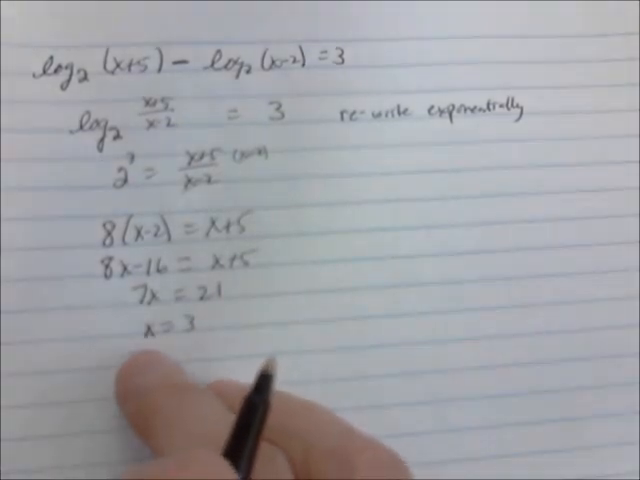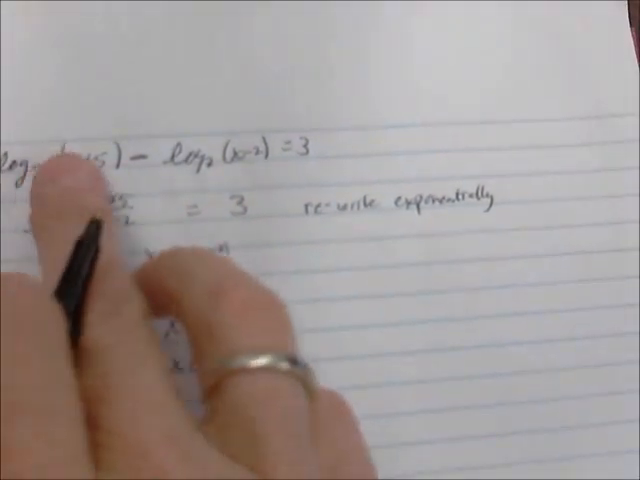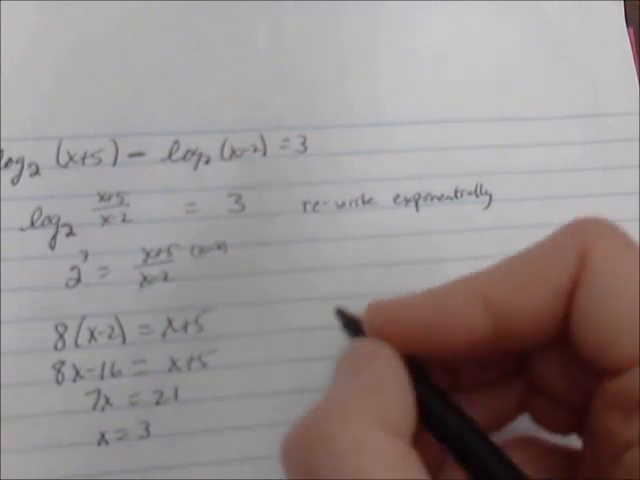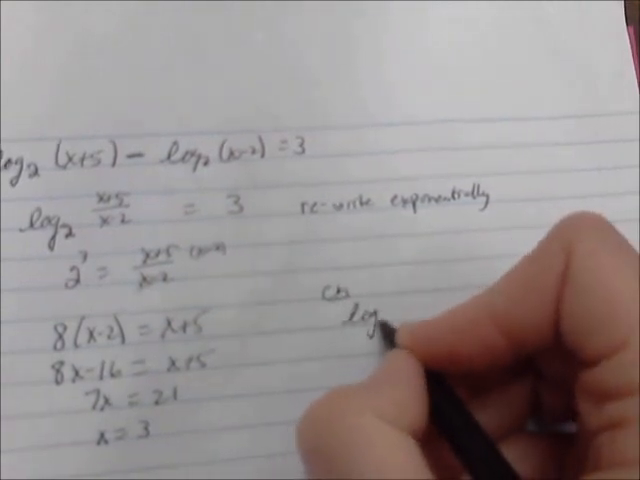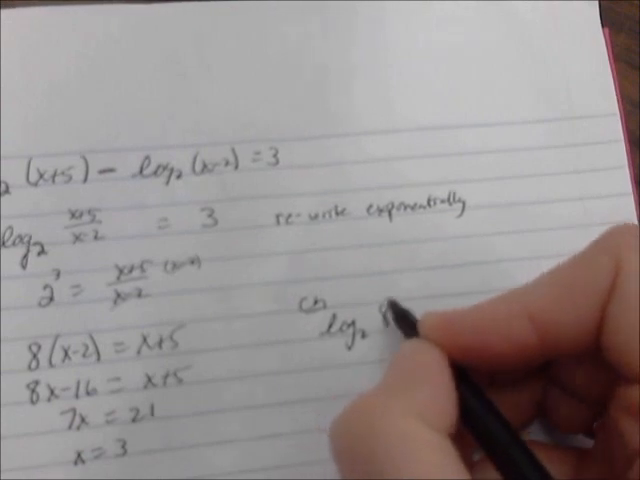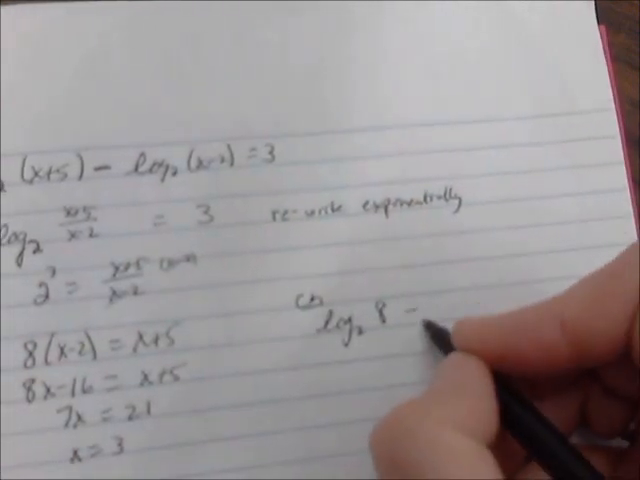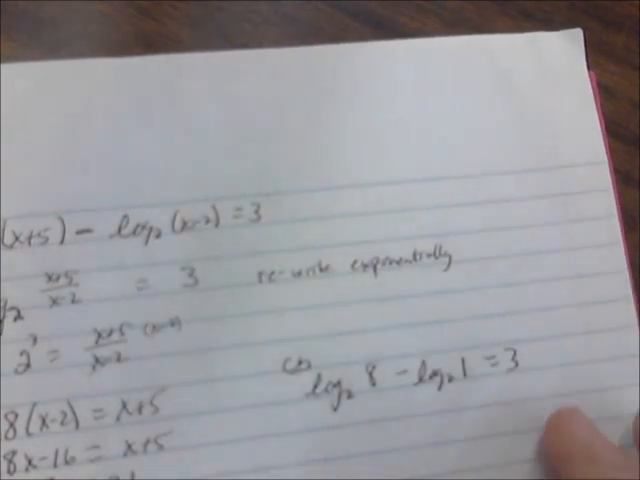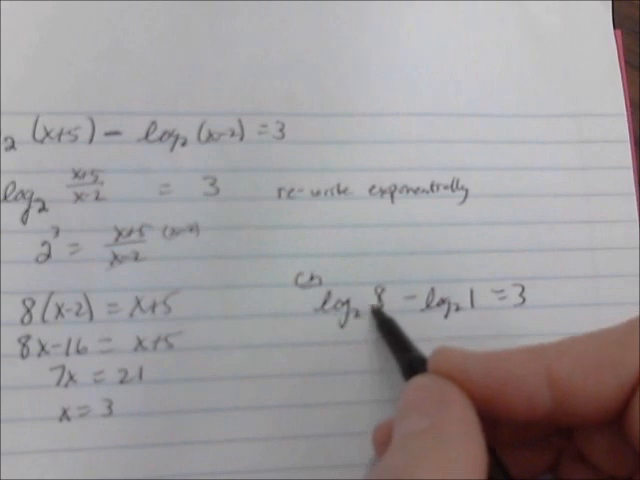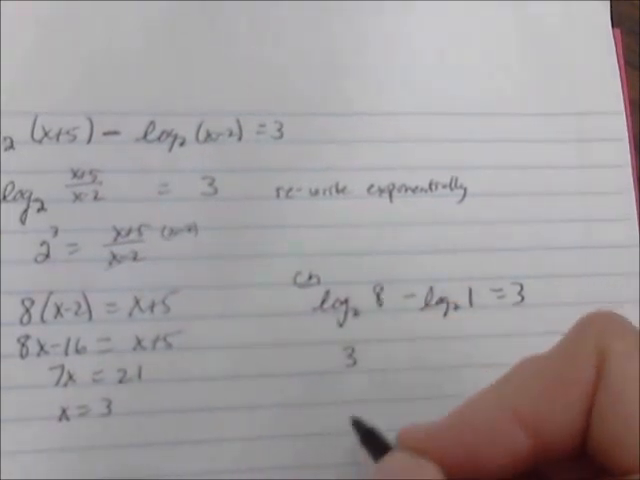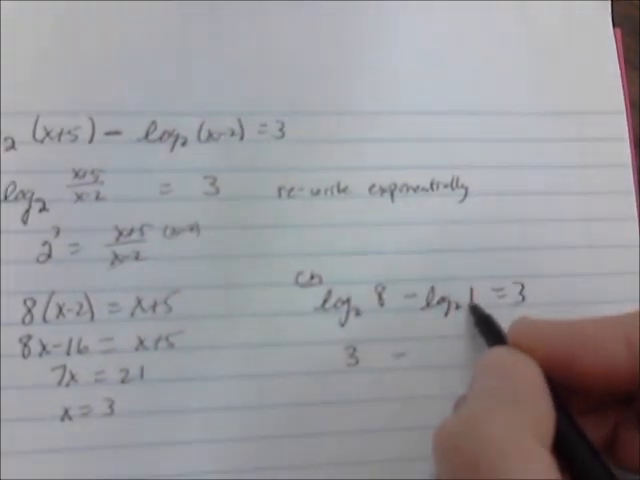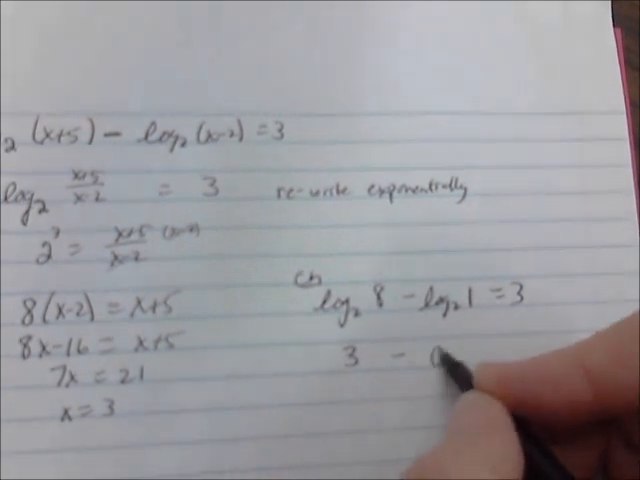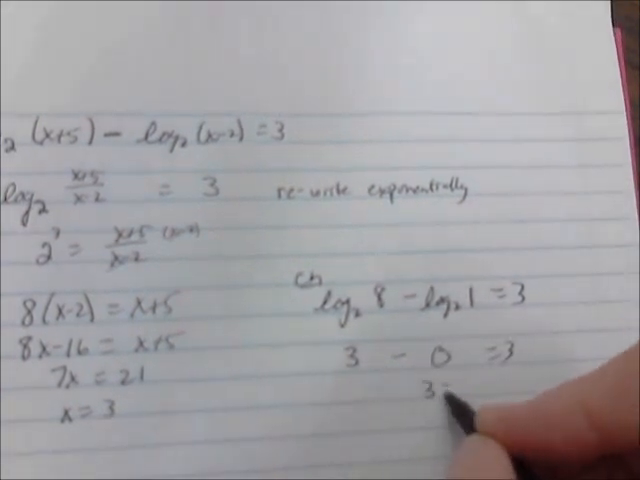And then if you want to check that, you can plug in x equals 3 to the original problem. So the check is, does the log base 2 of 3 plus 5, which is 8, minus the log base 2 of 3 minus 2, which is 1, equal 3? Well, the log base 2 of 8 is equal to 3, because 2 to the third is 8. The log of 1, no matter what the base, is 0. So without even a calculator, you can check and show that x equals 3 is the solution to that problem.